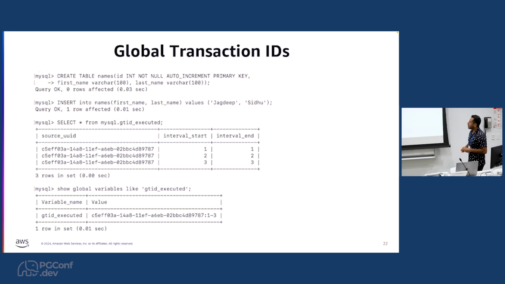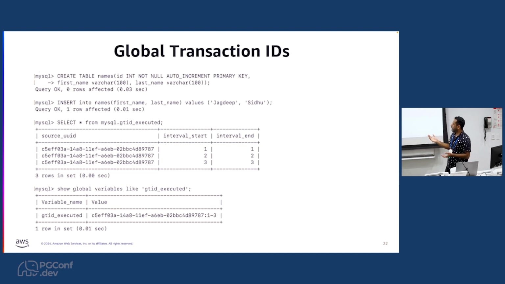So let's look at some examples of a GTID. Here at the top, I ran a DDL. I created a table. Then I ran a DML where I inserted my name into the table. Then I can check a system table that shows this server has 3 GTIDs. The first is the server's own UUID and 3 intervals, which actually translates to just 3 transaction IDs locally.